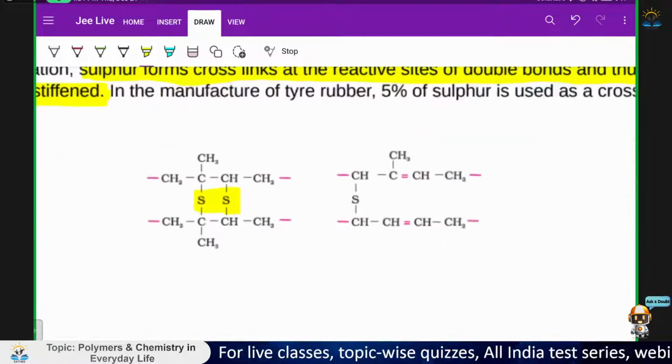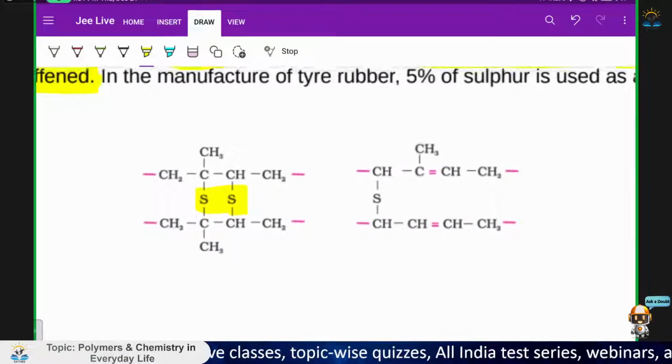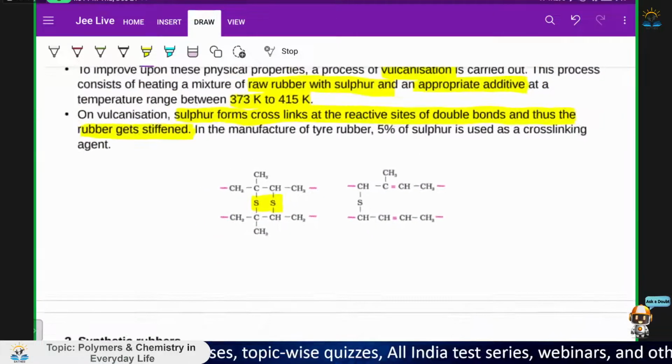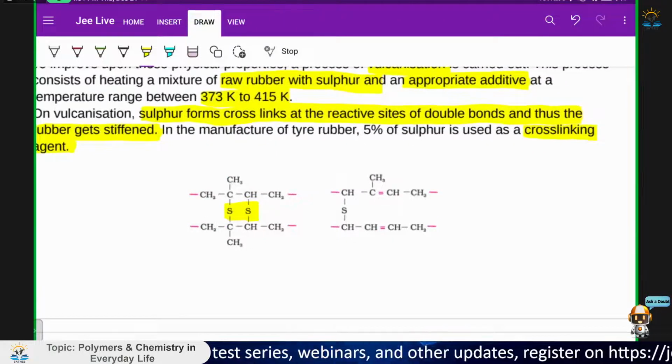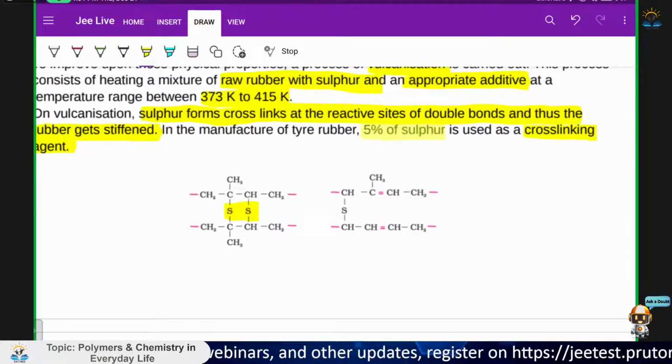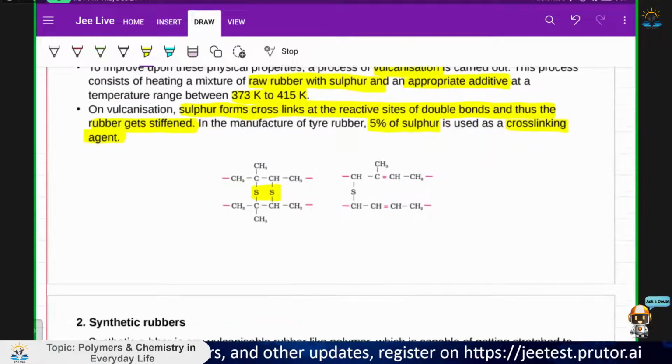Because of this sulfur cross linkage, the rubber gets stiffened. So in the manufacture of tire rubber, 5% of sulfur is used as a cross-linking agent. So it can be a potential question: for the manufacture of tire rubber, what is the amount of sulfur used? It can be asked. So the answer is 5% of sulfur is used.